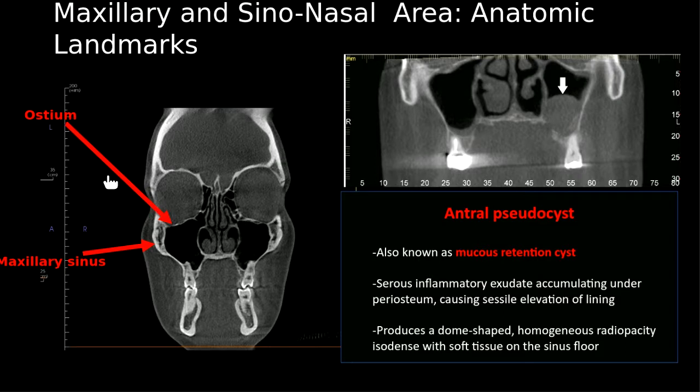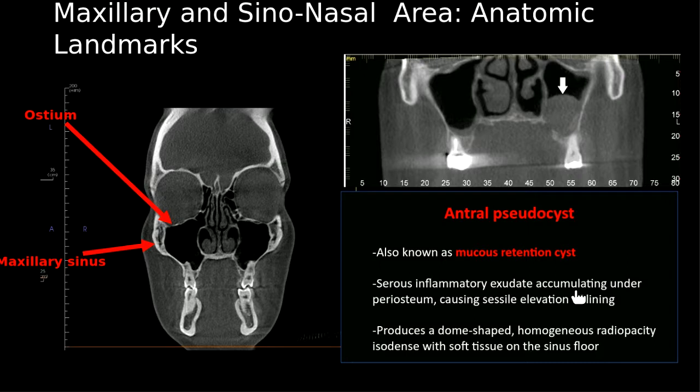The ostium is right here. You can see that. The maxillary sinus is here inside. Sorry about the line. The ostium is actually here, and the maxillary sinus is here. Now, in this scan, you can see these are pathological parts. There's a different coronal view. You can see a well-defined soft tissue density area in the left maxillary sinus floor. This turned out to be an antral pseudocyst. Previously, it was known as a mucous retention cyst or phenomenon. During the summertime it goes away, and during the wintertime it comes back.